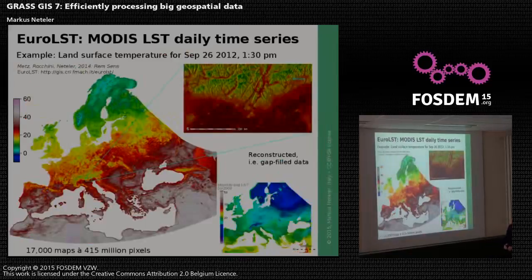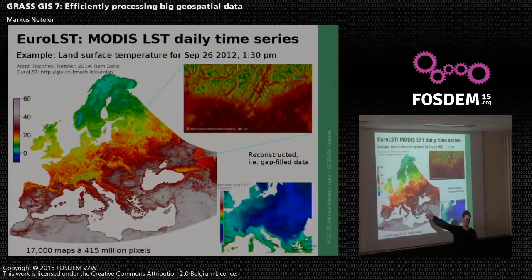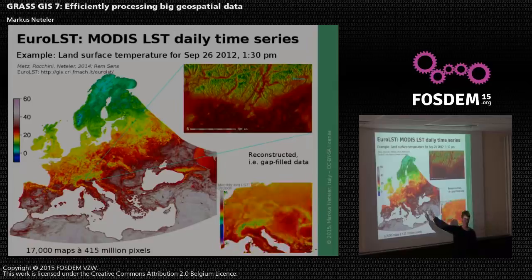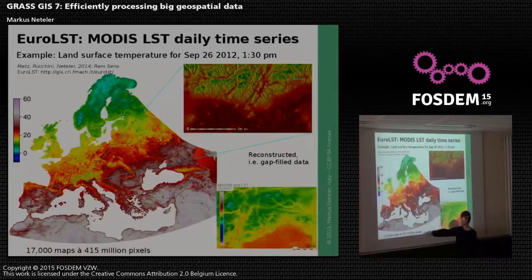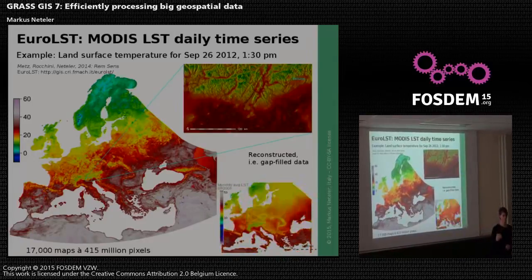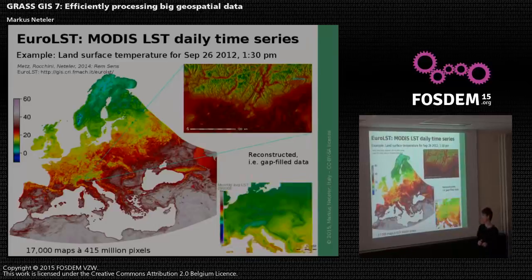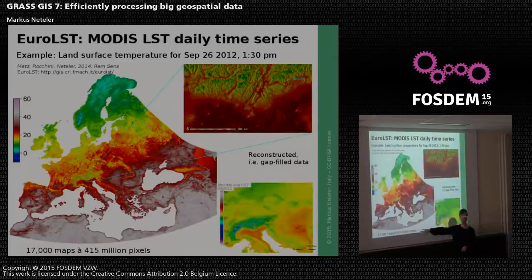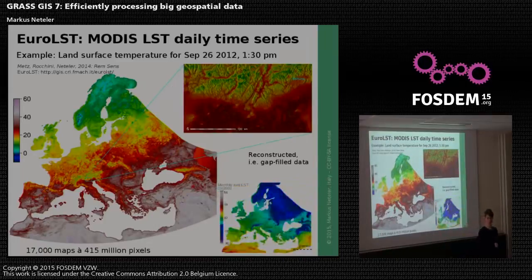So this is an example, one map out of 17,000 maps at time. So we have been processing the entire archive of Europe, or covering Europe. Each map is having something like 450 million pixels. And to construct, or let's say calculate this map, we have 9 different input maps. So we are multiplying this, we are almost close to over 4 billion pixels at this point.